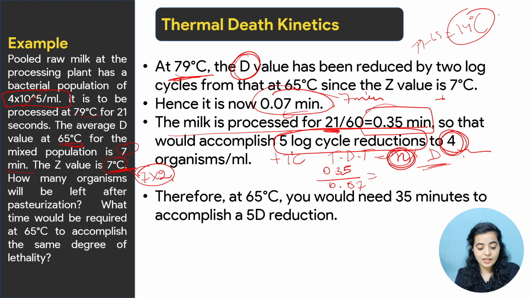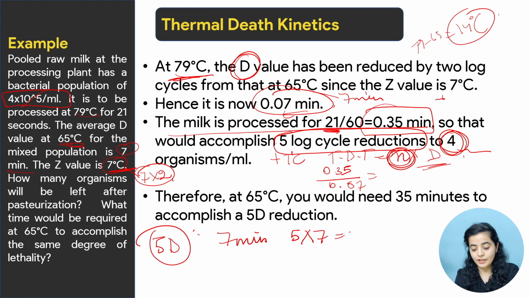Now secondly, it is asking what time would be required at 65 degrees Celsius to accomplish the same degree of lethality. Now what was the degree of lethality? It was 5D or 5 log cycles, and the D value at 65 degree is as given 7 minutes. So 5 into 7, that is 35 minutes is the answer.